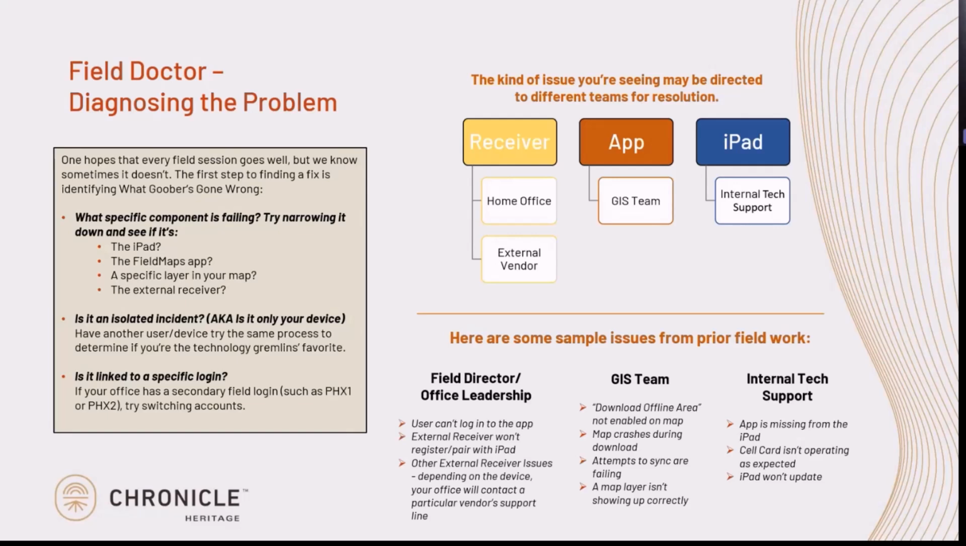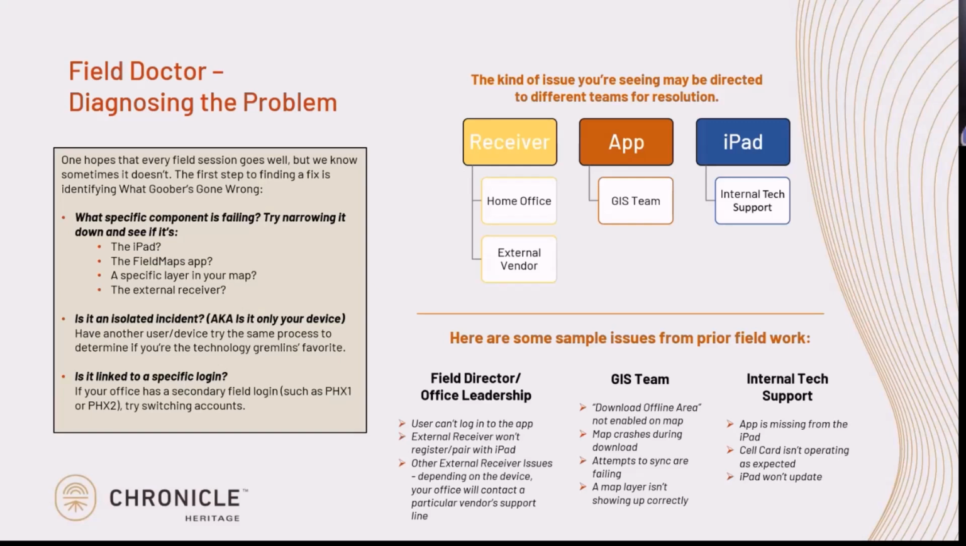Now, if it's the Field Maps app, absolutely, that's our game. That's what we are here for. So some of those issues might be like, hey, your offline area won't download, or there's not even an option to do so, or you keep trying to sync and it's failing, or a map layer keeps glitching in and out. Anything wrong with the application, 100%, that's what your GIS team is here to help you with.